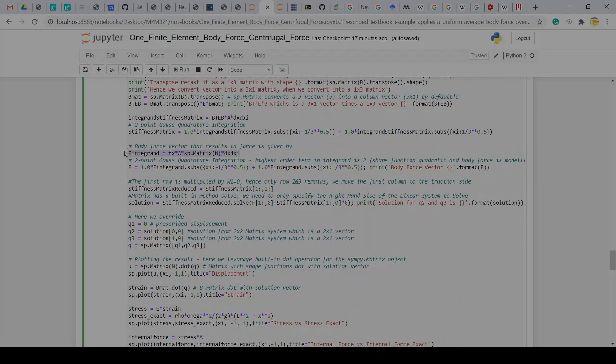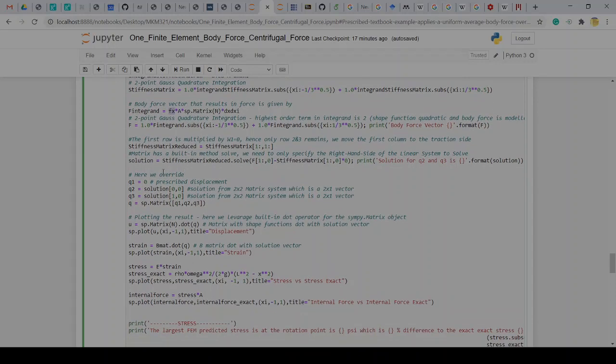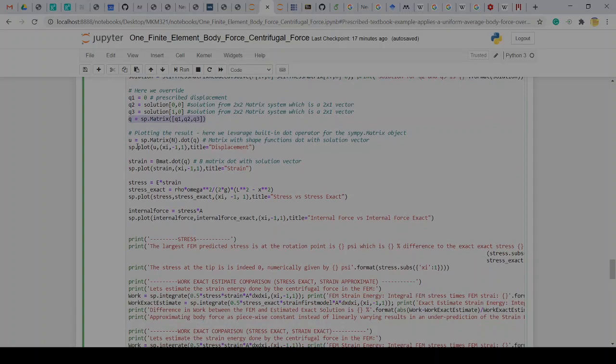And now we have the integrand. We could have also just computed this with that 1/6, 1/6, 2/3 split, because A is a constant and the body force is a constant in this case. Okay. And then we solve the system, getting the reduced system, and then solving it. Okay, that's where we are. Now we set up the solution matrix for Q with Q1, Q2, Q3, and we go through the same setup. We plot the displacements, strains, stresses, internal force.